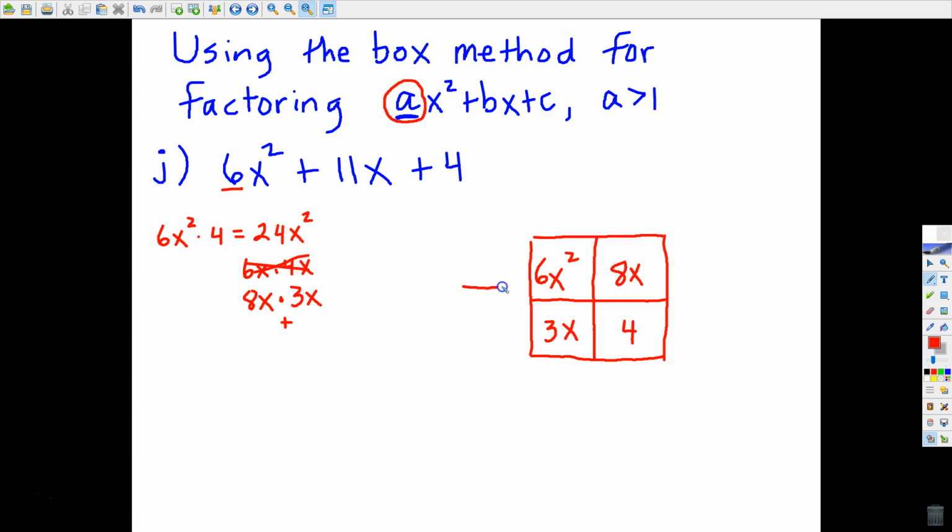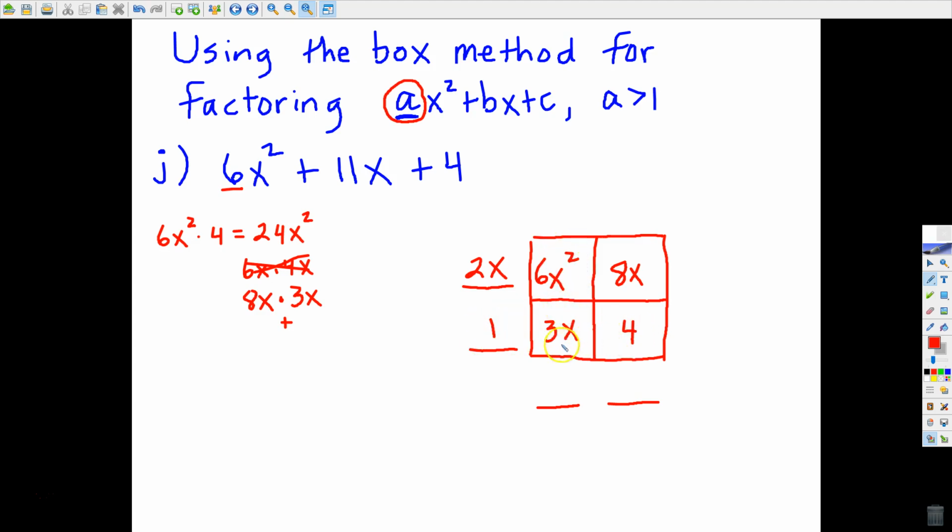Now I'm going to make some blanks, and we're just about done with this. We're going to find GCFs of these two rows and these two columns. For this top row, let's find the GCF, and I hope you can recognize it as 2x. For this bottom row, it's okay in using the box method, if 1 is the only GCF we have, then we can list it. There is no other number that divides into 3x and 4 besides 1.